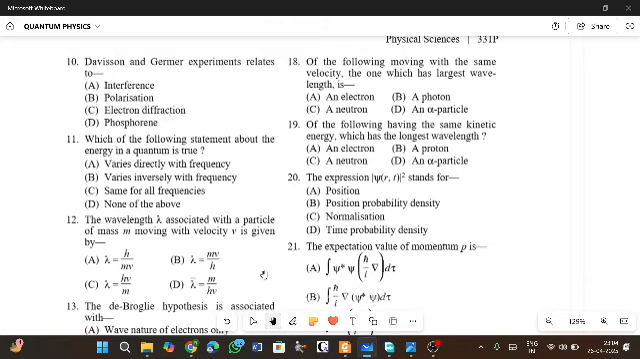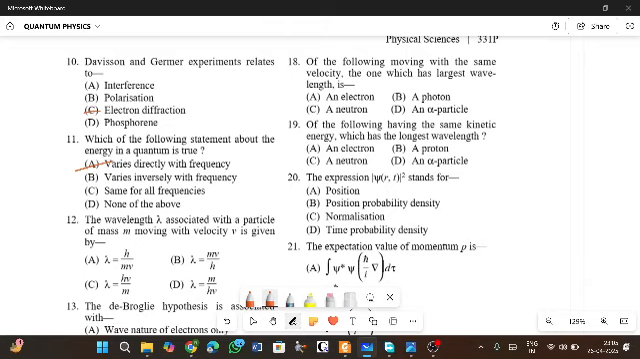Which of the following statements about the energy in a quantum is true? Energy in a quantum, E equal to h nu, is a relation where energy can be expressed in terms of quanta. So E is equal to h nu. Energy varies directly with frequency. So option A is correct for question number 11. A is correct for question number 11. For question 10, it is C.